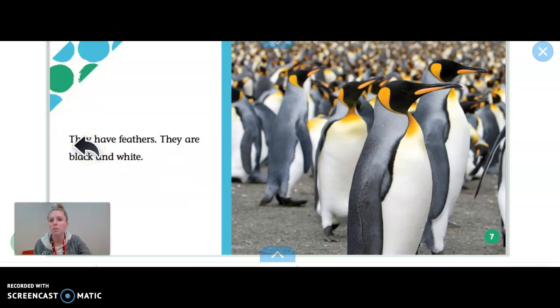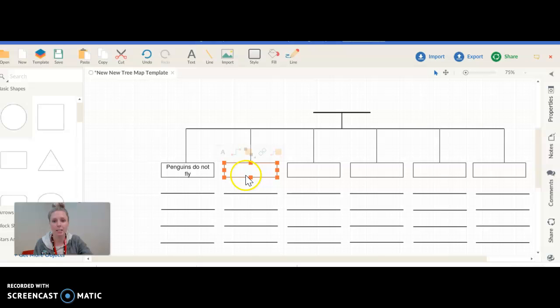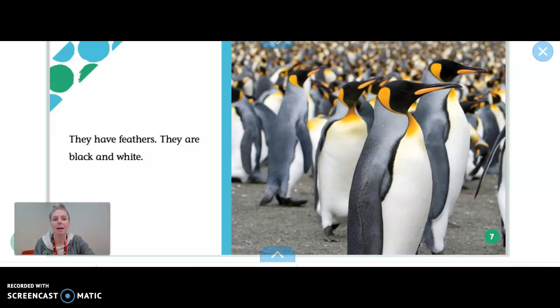I think I'm going to choose they have feathers for one of my details. So I'm going to get out my tree map and I'm going to write they have feathers. Let's make sure we put our punctuation too. Make sure we put a period. Oh, it kind of took away my writing. Hey, penguins do not fly, period. All right, let's go back and read one more page together, and then I'm gonna have you read the rest of the story on your own and keep filling in your tree map for the day.